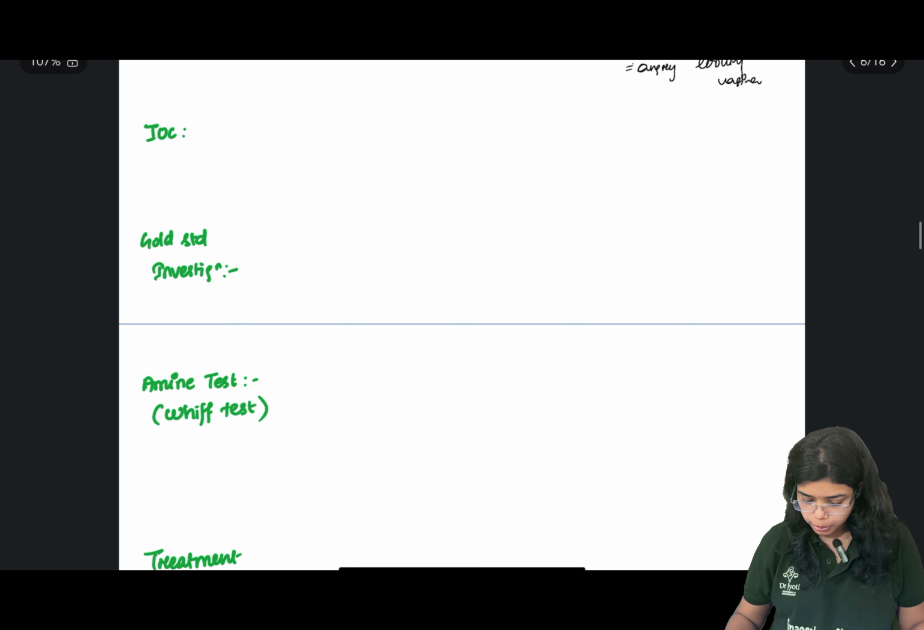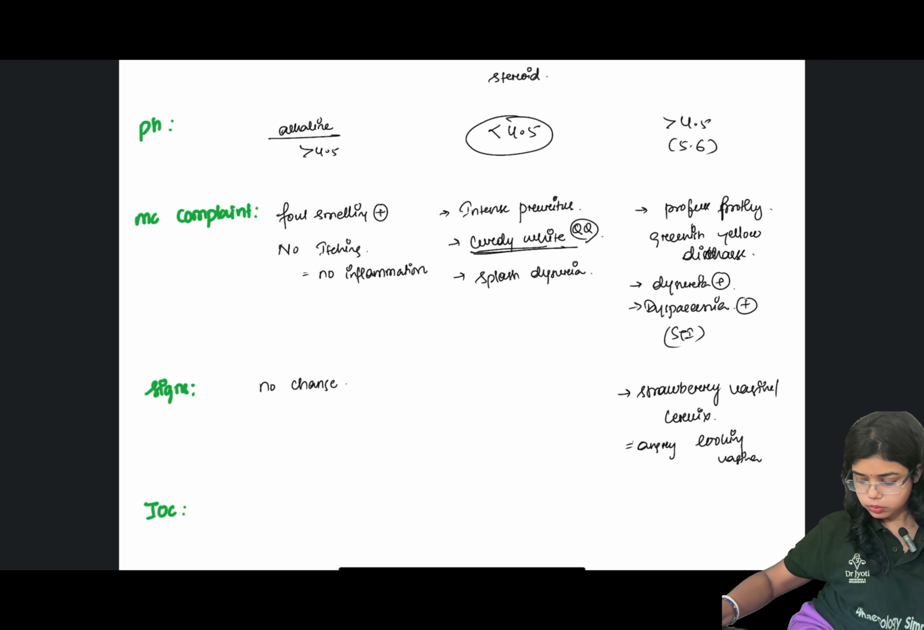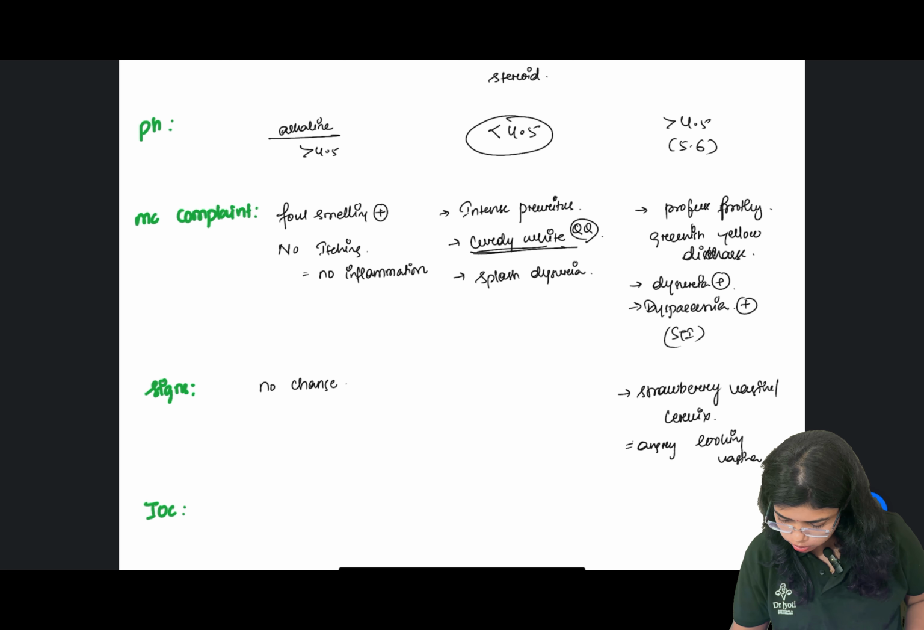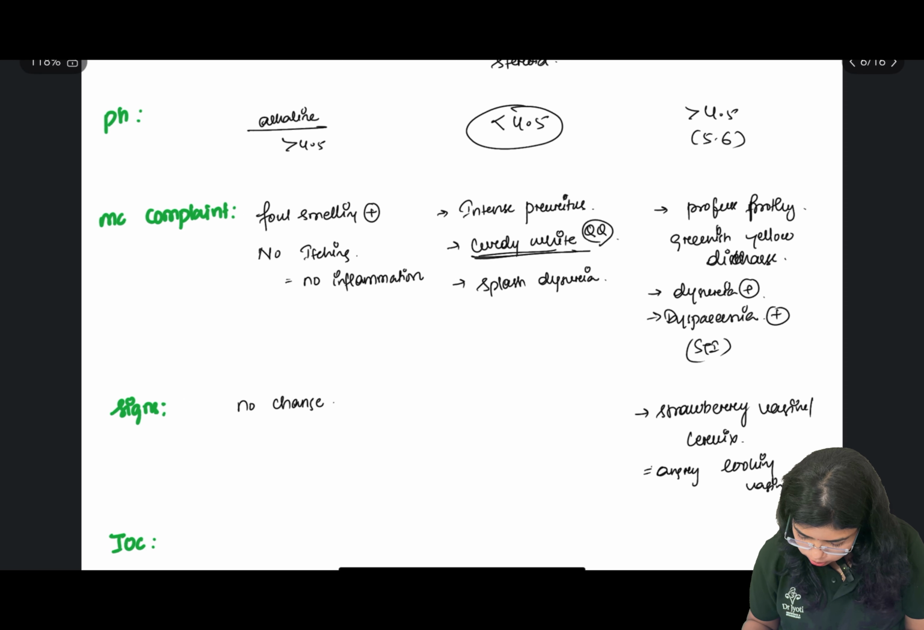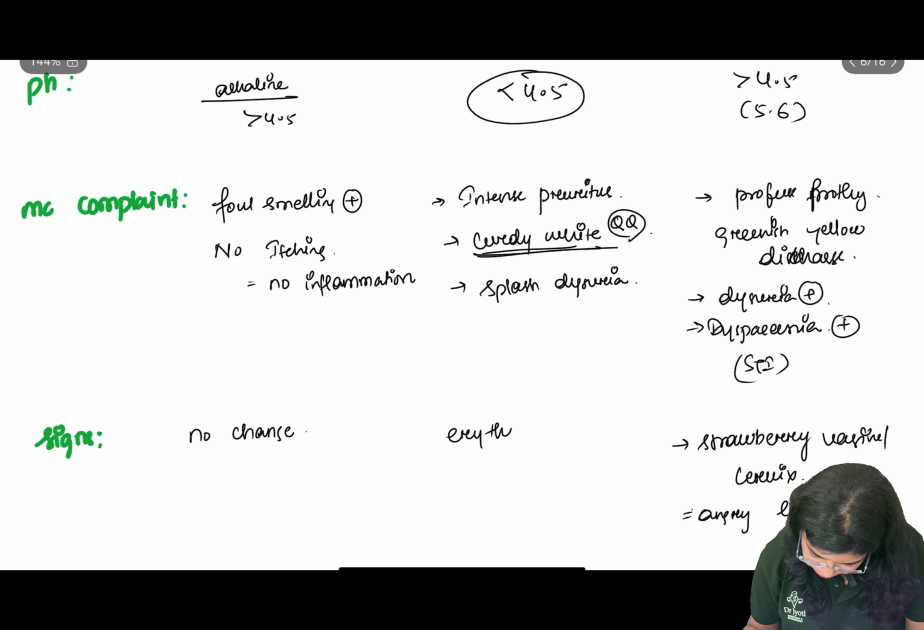Okay, then coming to signs. Strawberry vagina or strawberry cervix I've told you, also called angry looking vagina. Then what happens in candidiasis? In candidiasis there is erythema and edema of labia and vulvar skin.